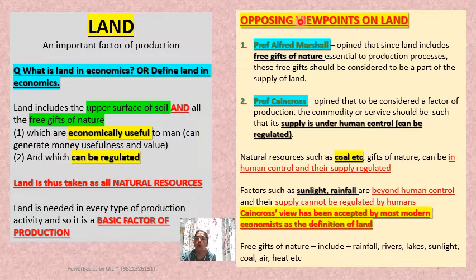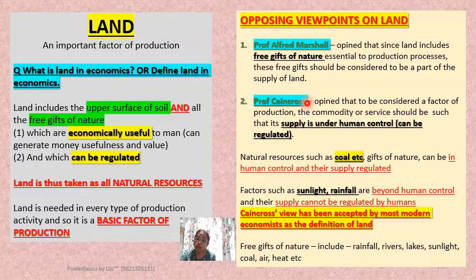Okay? There are opposing viewpoints on the definition of land. Alfred Marshall had the opinion that since land includes free gifts of nature, essential to production processes, these free gifts should be considered to be a part of the supply of land. Because they are free gifts of nature, they should be part of supply of land. But how? Some we can't regulate, some we don't get money for.